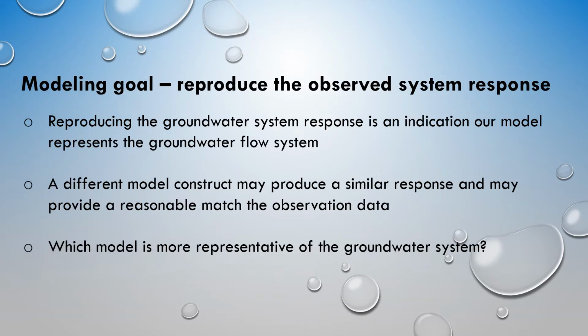So what is the modeling goal? For many models, we want to reproduce the system response that we see in our observation data. And if we can reproduce a groundwater system response, that's an indication that our model represents the groundwater flow system. However, because of our limited data, a different model construct may also produce a similar response and may provide a reasonable match to the observation data. So how do we know which model is more representative of the groundwater system?